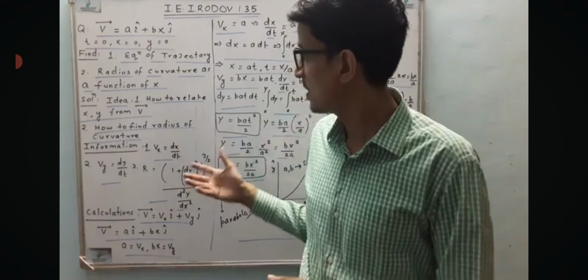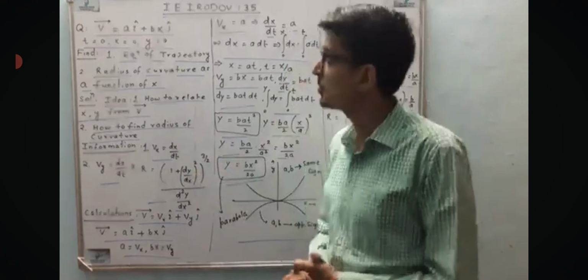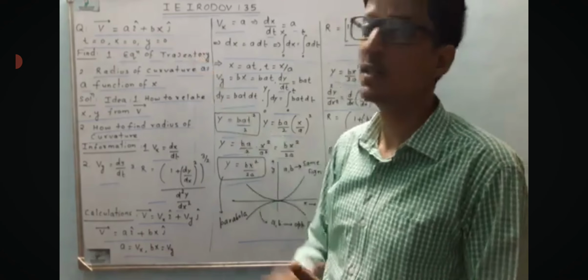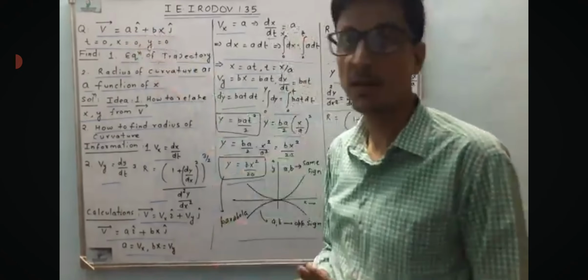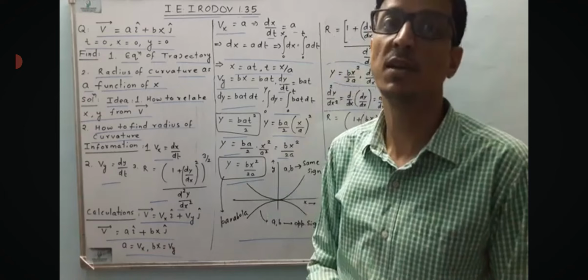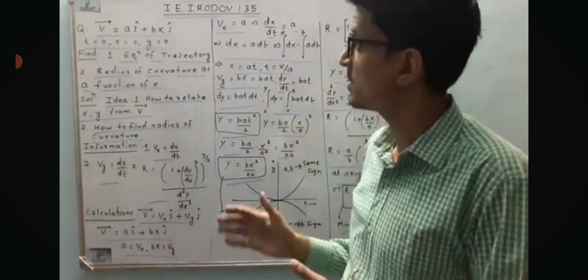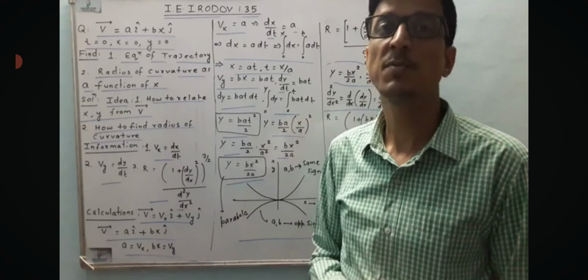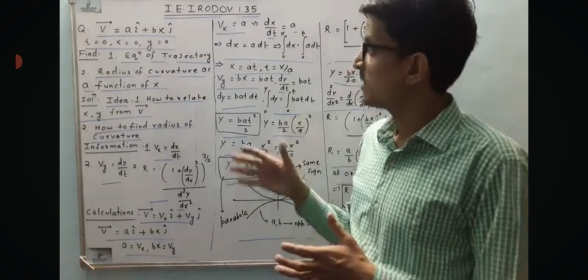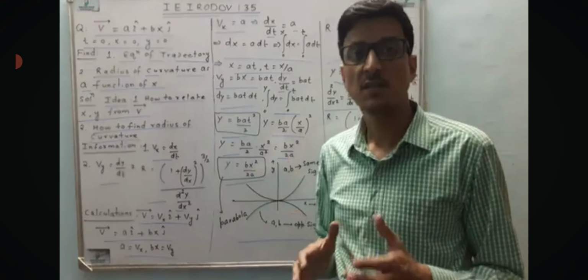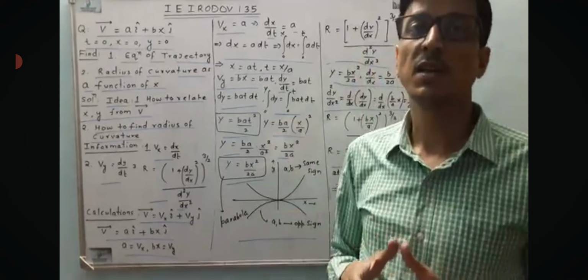So let's discuss the question. The question says that the velocity of a particle moving in space is given by a i cap plus bx j cap, where x, y are the coordinates of the particle moving in the xy plane. Initially, both coordinates are 0. That means the particle started from the origin of the coordinate system. We need to find, first, the equation of trajectory, and second, the radius of curvature of the particle as a function of x.